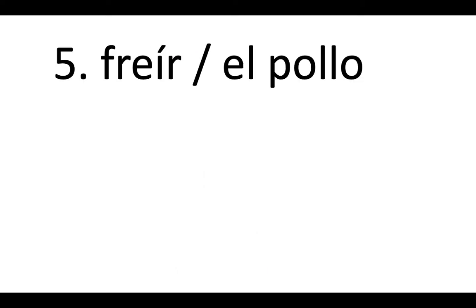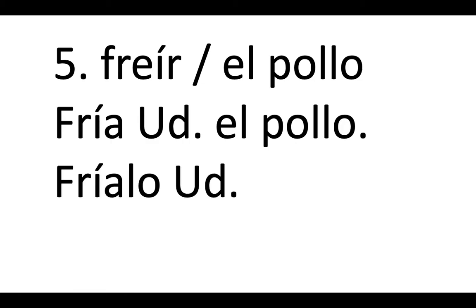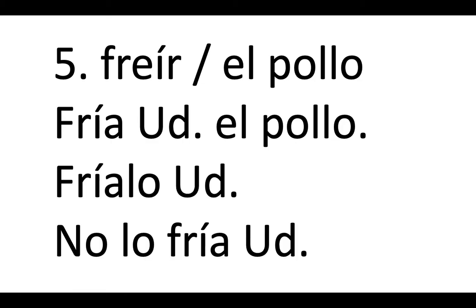Number 5, freír el pollo. Now, freír is an unusual verb because it has a strong vowel E and a weak vowel I in the same syllable, and it wants to break those into two, so it put an accent mark on the weak vowel of that combination. So when we conjugate, the same thing is going to happen. We need to separate, in this verb, those two syllables. So in fría usted el pollo, fríalo, and no lo fría usted, we see the accent mark carry throughout.